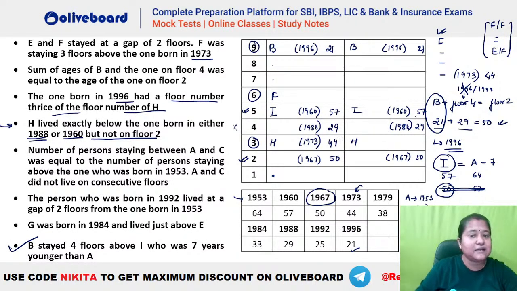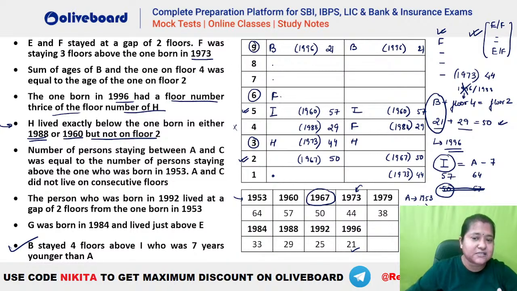Similarly, in the second case, can we have another case? Yes, you can see F can be here also. If you place F here, then 1, 2, this person will be 1973. You can see this is the one that you will be getting for 1973, who is 44 years old. Now you have to place E and F at a gap of 2. That was also given, that E and F are staying at a gap of 2 persons.